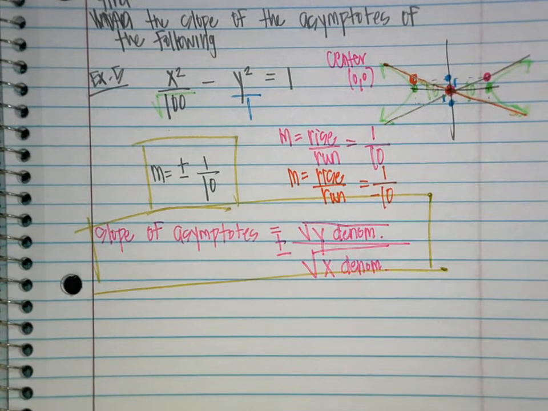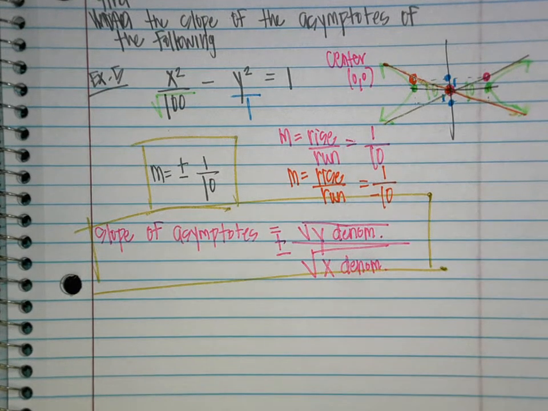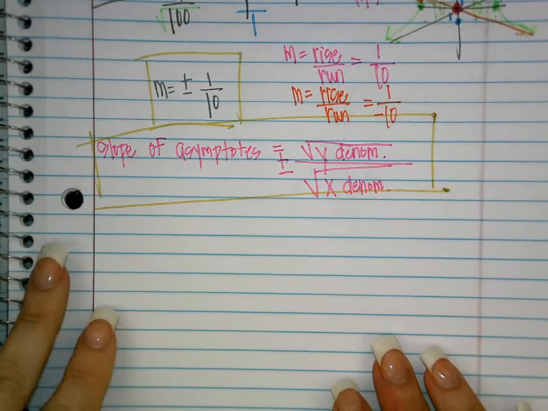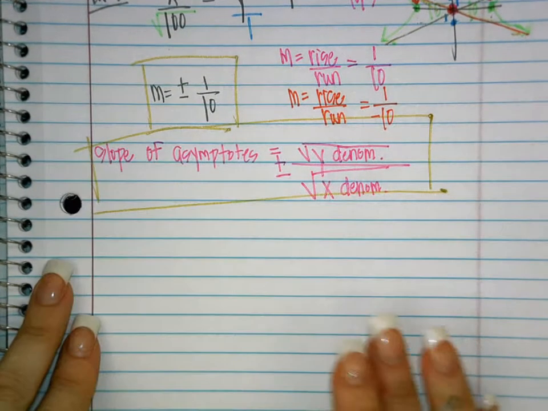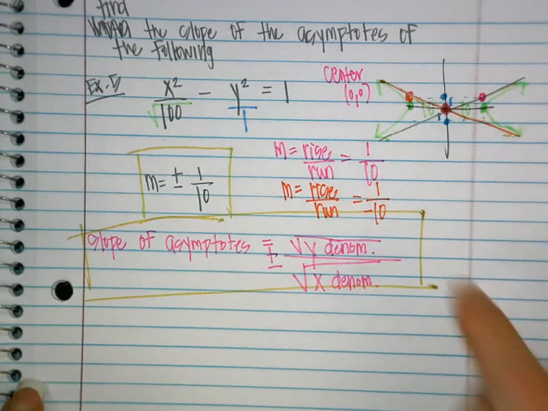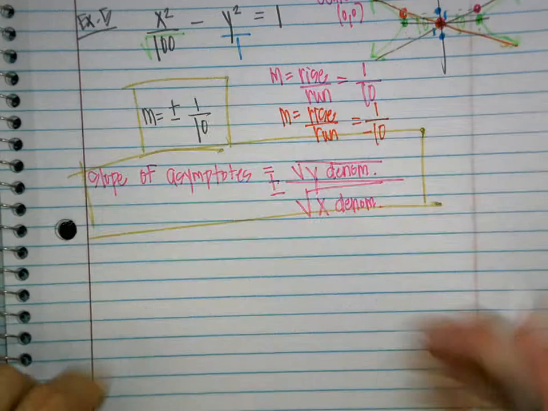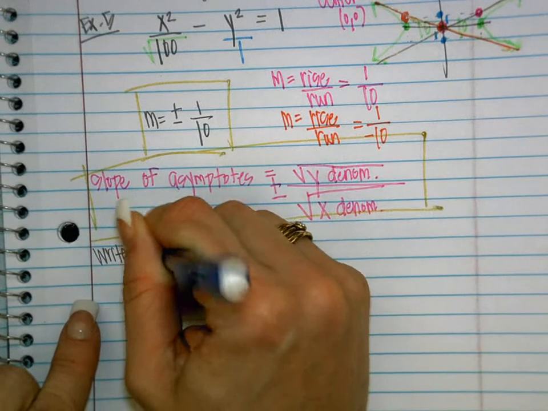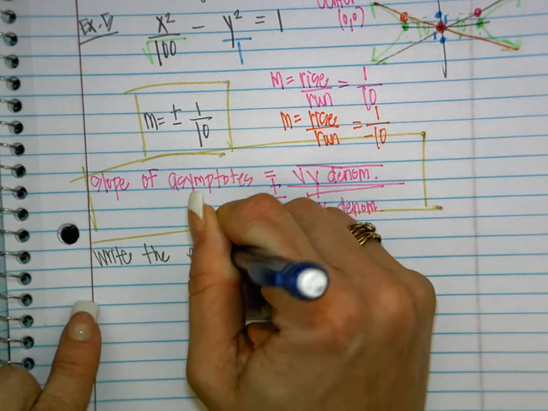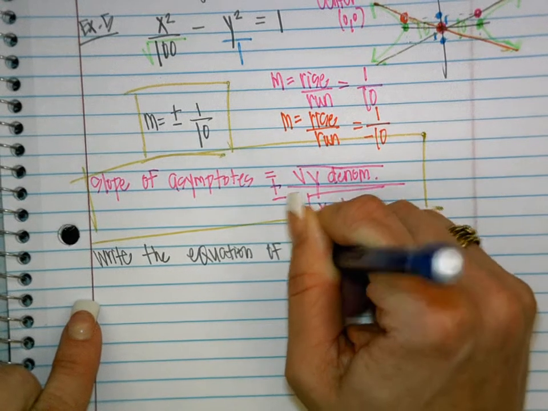Yes? M stands for slope. In y equals mx plus b, M stands for slope. Okay? So you don't really have to draw the whole thing if you memorize this. Okay? And then the last thing I'm going to ask you to do is write the equation of the asymptotes. Write the equation of the asymptotes.